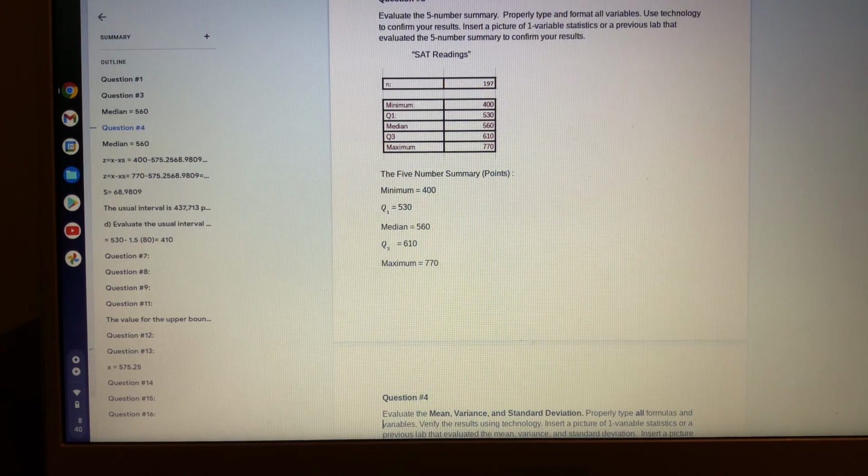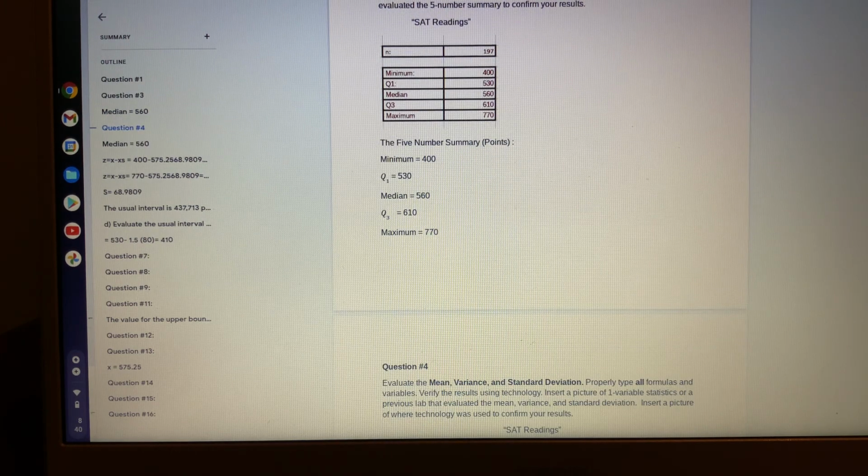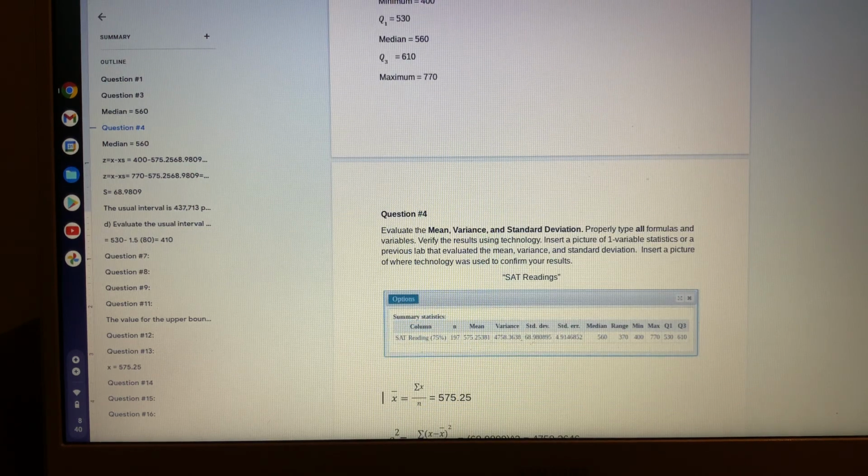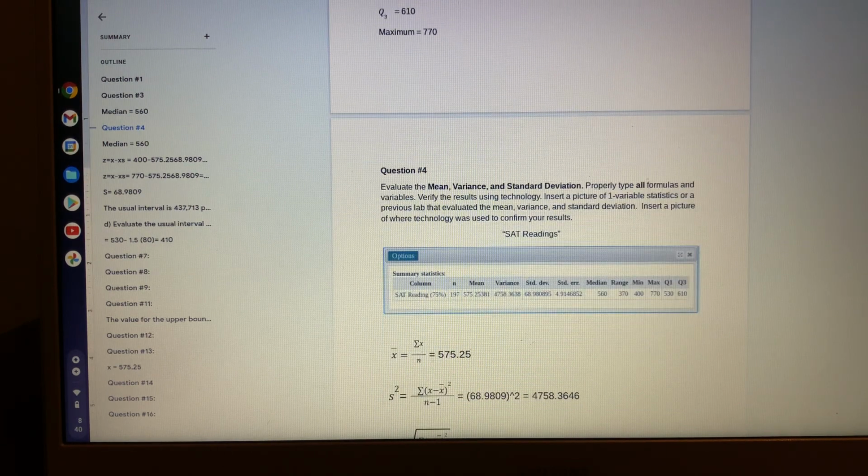As I moved on to question 4, it asked for the evaluation of the mean, the variance, and standard deviation, and a picture of a one-stat variable, which I have provided, as you can see. And of course, you can also see that the column states Stat Reading 75%. And here is my mean with the proper formulas, my variance, and my standard deviation.